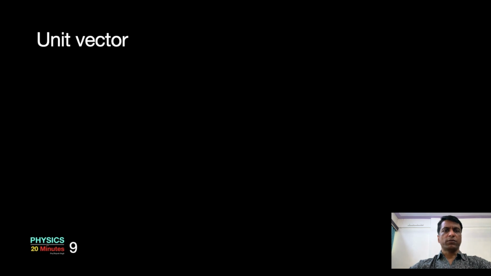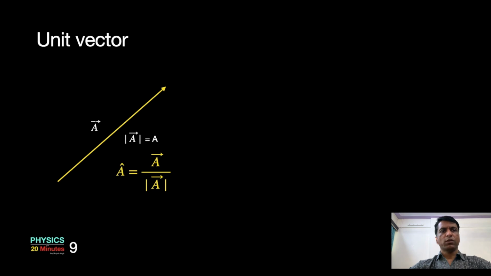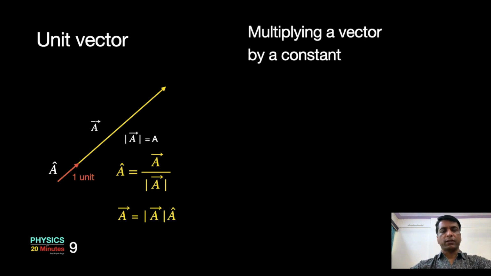Now let's talk about unit vectors once again. If a vector A is divided by its magnitude, then the vector that you obtain is called a unit vector. Its magnitude is 1 unit, and we have seen that it is represented by A hat in this case. To get the original vector, we can always multiply the unit vector by its magnitude. So that gives a hint how to multiply a vector by a constant. Let's take a unit vector. It has a given direction and a magnitude of 1 unit. If I multiply by a constant k, then I get another vector which is k times the unit vector, k A cap.